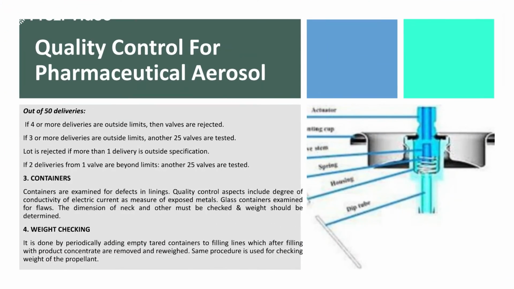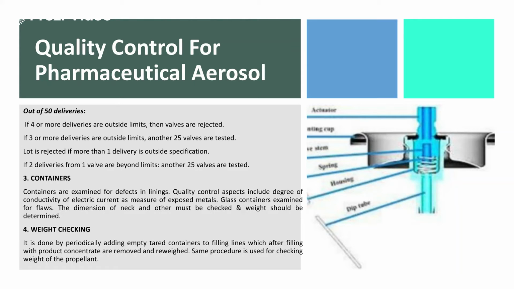After that, we have to calculate the following. Out of the 50 deliveries, since there were 25 units and we have pressed them twice, if 4 or more deliveries are outside the specifications, then the valves are rejected. So only 4 is the limit. If more deliveries are providing an insufficient amount of the medicament, it simply means that the valves are rejected.